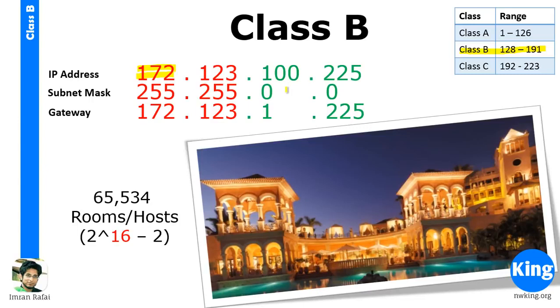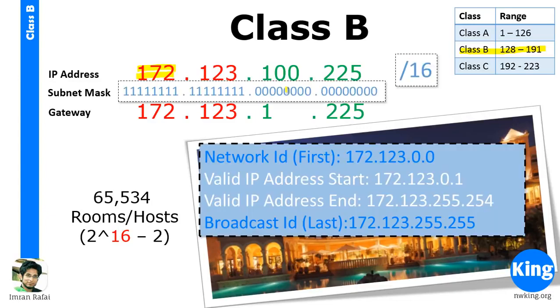So if we convert the subnet mask into the binary form, this is how it looks. And like we discussed earlier, this is represented as /16 because it has 16 ones. And again, like we already know, the separation happens here. So 172.123 is the network bits and 100.225 is the host bits. So the network ID is nothing but making the host ID 0.